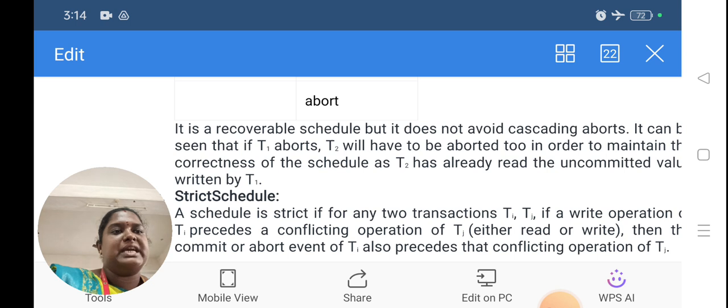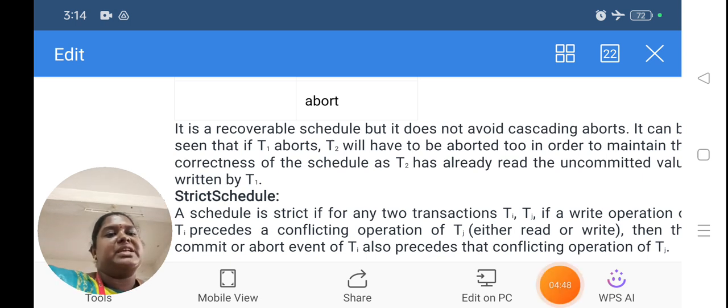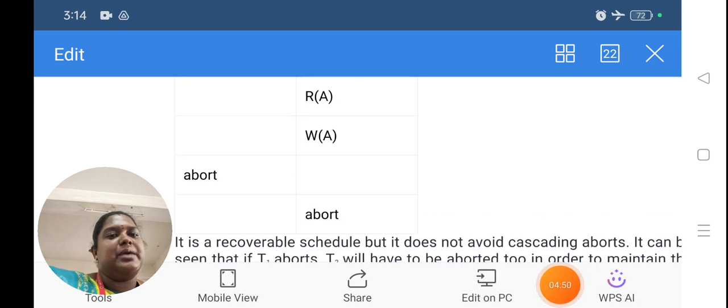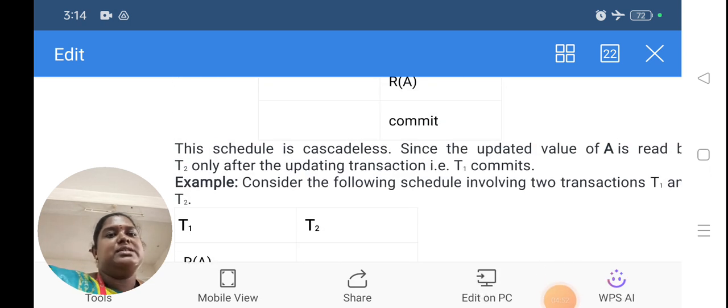If it is a recoverable schedule but does not avoid cascading aborts, it can be seen that if T1 aborts, T2 will have to abort too, in order to maintain the correctness of the schedule, as T2 has already read the uncommitted values written by T1. This is a strict schedule and also a cascadeless schedule.